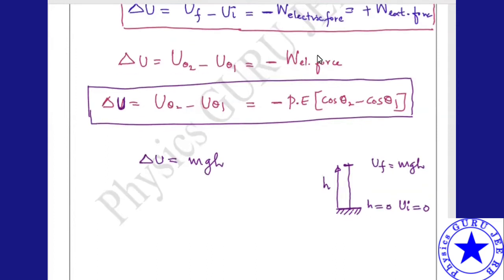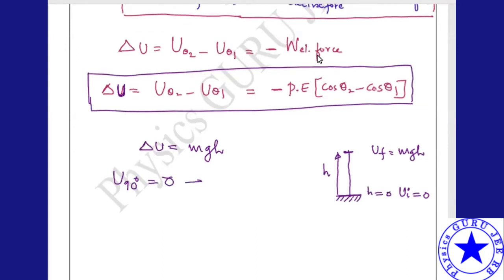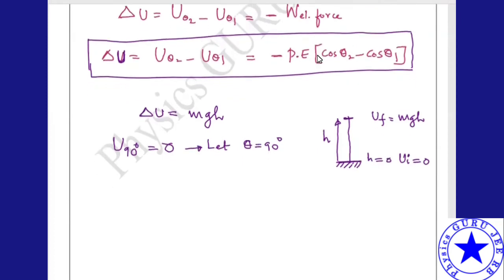Now, if I take a reference point at a height, that is the ground, I am taking the initial potential energy as 0. Similarly, here I am going to take the potential energy at an angle of 90 degrees as 0. Let us take this as an assumption. So when theta is equal to 90 degrees, potential energy is 0, like h equal to 0, initial potential energy is 0. The same thing we'll take. Then theta 1 is equal to 90 degrees initially.